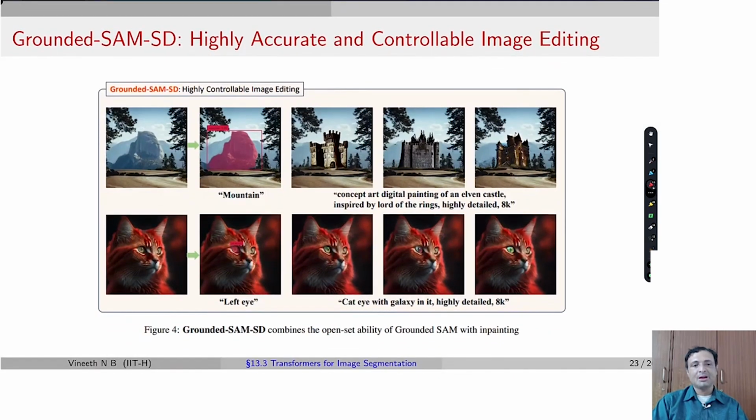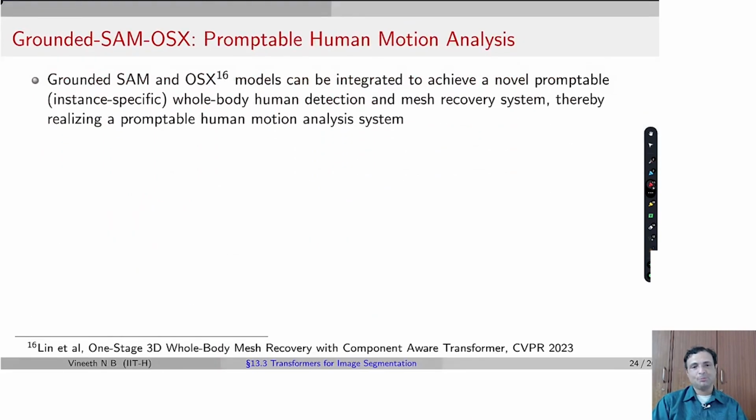data sets. Here are a few results where Grounded SAM is used for first of all detecting the mountain in the scene, and now changing that scene to introduce a concept art digital painting of an elven castle, it now places the castle on the same image by replacing the mountain. Once again, many impressive results in the paper. I'll highly recommend you to look at the paper for more of these results too.